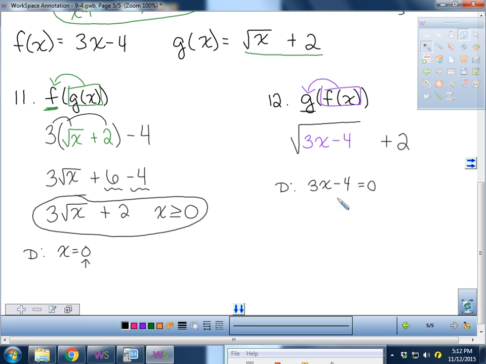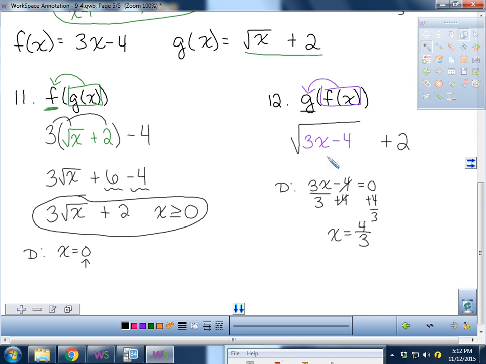So I would have to solve for x. I would add 4, and then I would divide by 3. So to make that whole thing equal to 0, x would have to be 4/3. So 4/3 is a little bit over 1. All right? So let's pick a number that's either bigger than that or smaller than that, and that'll tell us what values of x have to be under our square root.